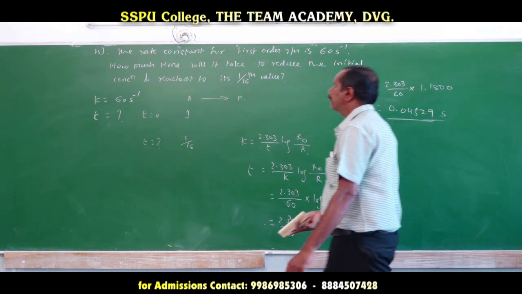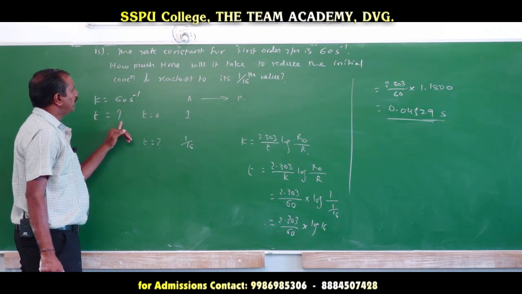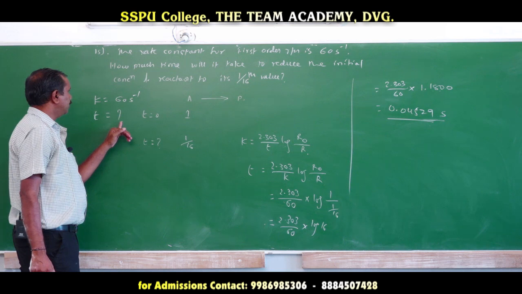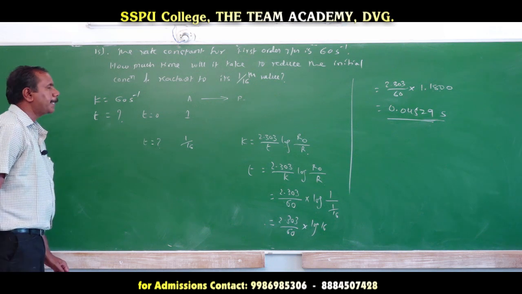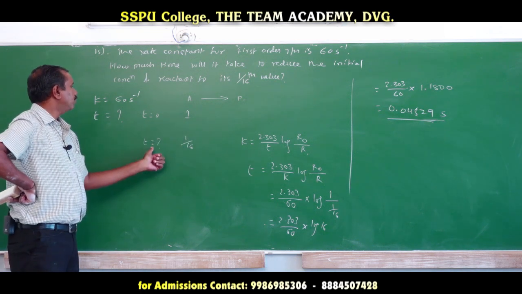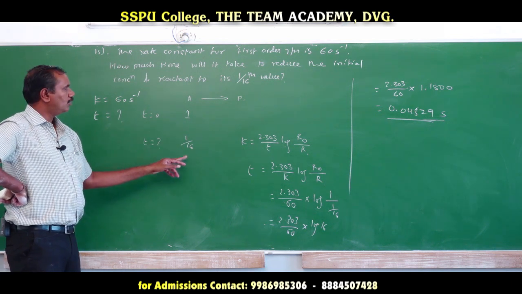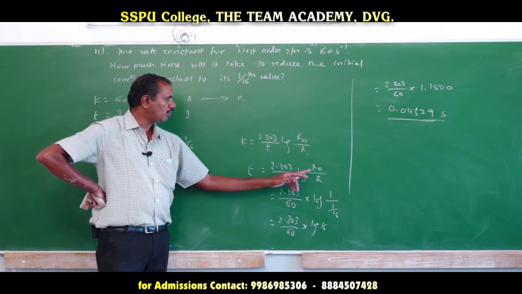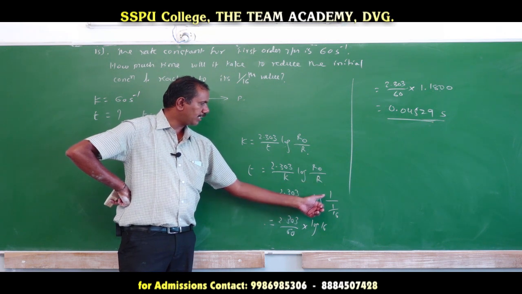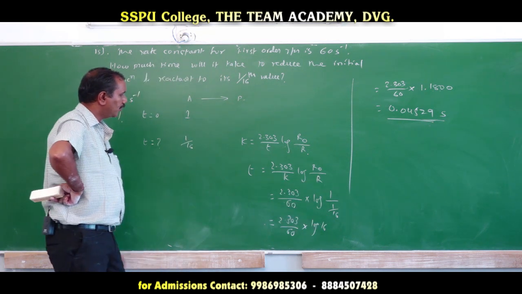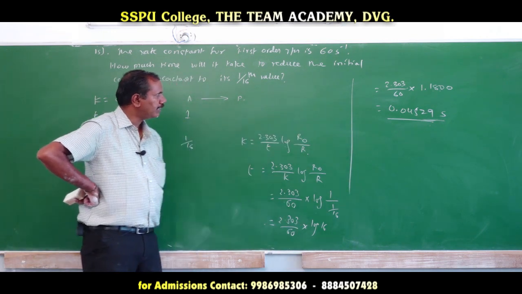So here you see the rate constant of the first order reaction is given, that is 60 per second. How to find the value of t? How much time is required to reduce the concentration from 1 to 1 by 16? When time is 0 it is 1, finally it should be 1 by 16. So t can be calculated by 2.303 by k into log of r naught by r. k is 60, r naught is 1, r is 1 by 16, which means log 16. Finally we get that value.